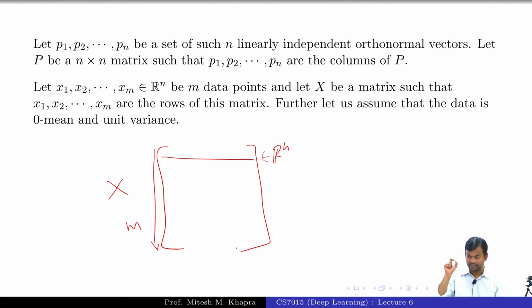But if your Xi dimensions, some of them are in the range of 0 to 10,000, and some are in the range 0 to 10, then there is some abnormality here. Some dimensions are winning in terms of their magnitude and some dimensions are losing out. That's why you always make it unit variance and zero mean. You center the data. So we'll assume this, and if the data is not already zero mean and unit variance, we can always scale it and center it.